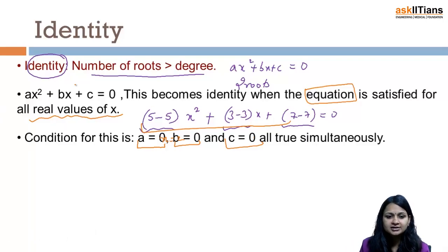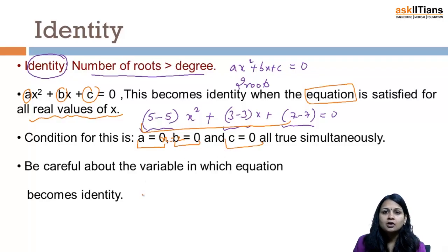Okay, now what are A, B, C? These are coefficient of x square, coefficient of x and constant term. Even if 2 are 0, suppose A and B are 0, C is not 0, in that case I will not say that it would be true for all values of x. So this is very important that A equal to 0, B equal to 0, C equal to 0, that should happen simultaneously. Okay. Now, one more important thing that you have to be aware that whenever we are solving such questions in which my equation becomes identity, you have to understand that equation is identity in which variable, right? That means identity in x, identity in variable y, identity in variable a.